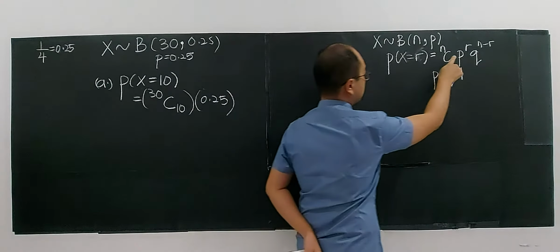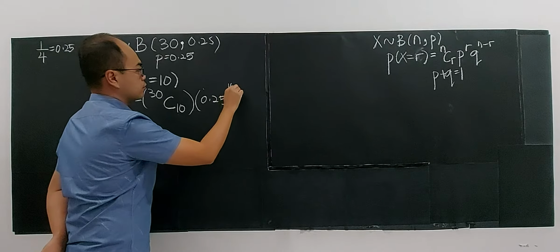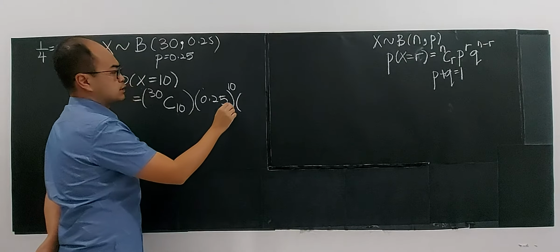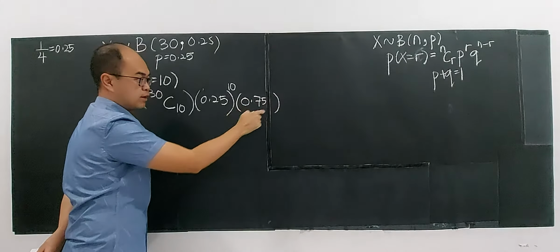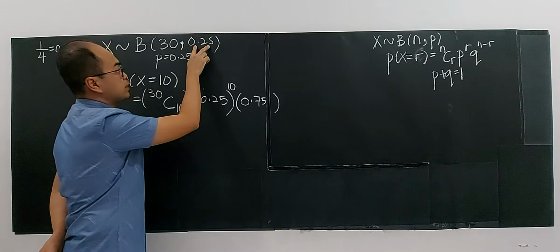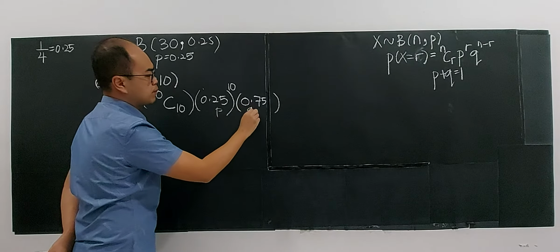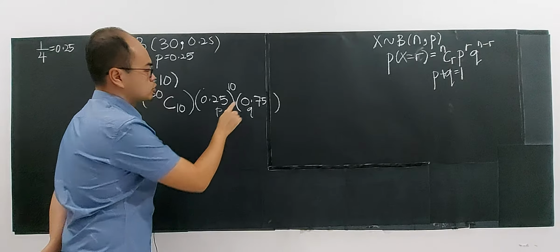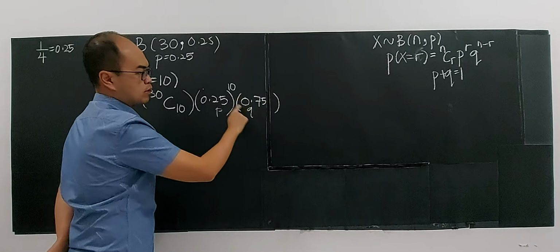The r here will be the probability to the power of r. So r here will be 10, followed by 0.75. Why is it 0.75? Because we know that p plus q, this is p, this is q, must be 1. So I take 1 minus 0.25, I get 0.75.